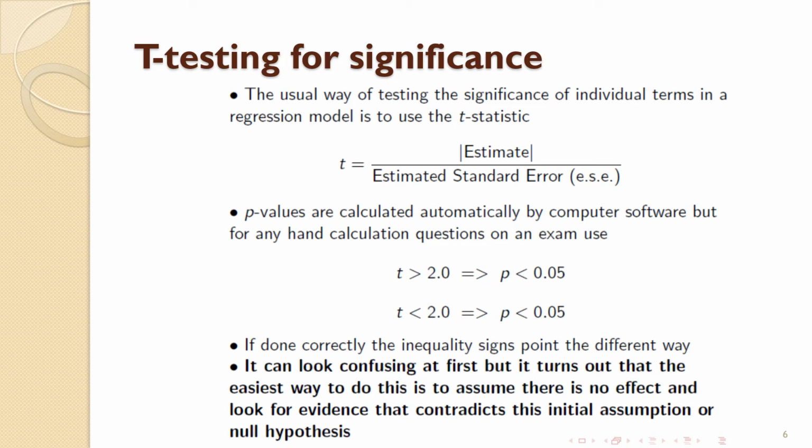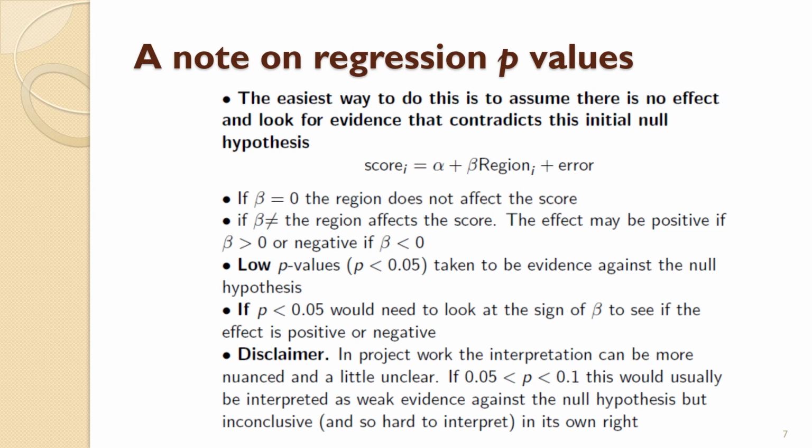It turns out the easiest way to formulate this problem is to assume there is no effect or no relationship, and then look for evidence that contradicts this initial assumption, what is called the null hypothesis. But again, much of the terminology makes this look harder than it really is. I'll now give a quick note on p-values, and again remember that this is almost designed to look harder than it really is. The easiest way to do this is to assume there's no effect and look for evidence that contradicts this null hypothesis.